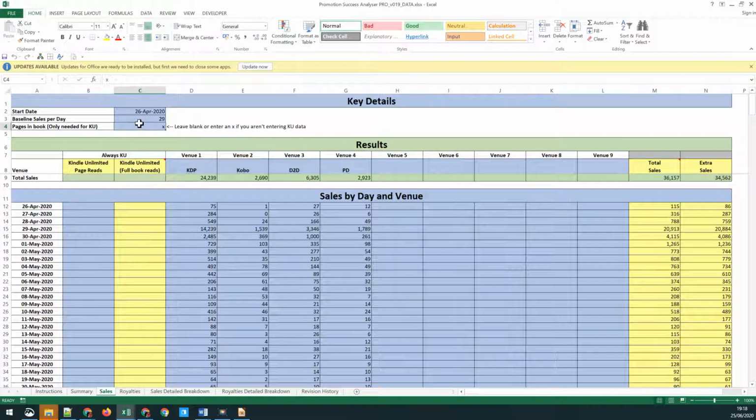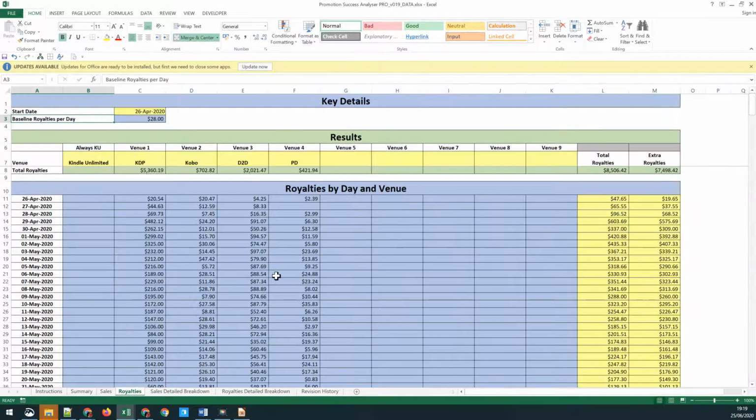So if we say there were 200 pages in the Kindle book and you had 20,000 downloads, well, that's the equivalent of someone reading the full book 100 times. So now you can turn your Kindle reads into a number that can be directly compared to actual sales of books, and all those can be added up to give you your total sales for each day and your extra sales for each day. And from that, you can do the same for royalties.